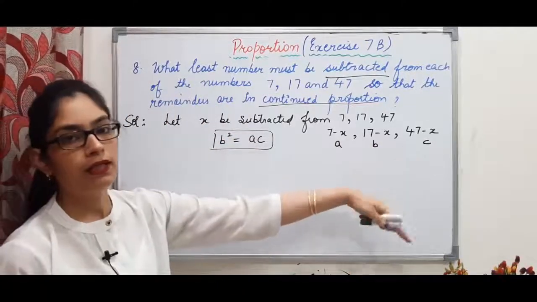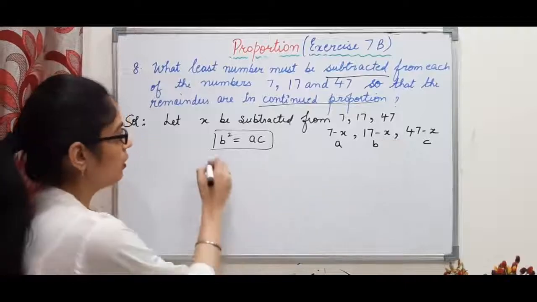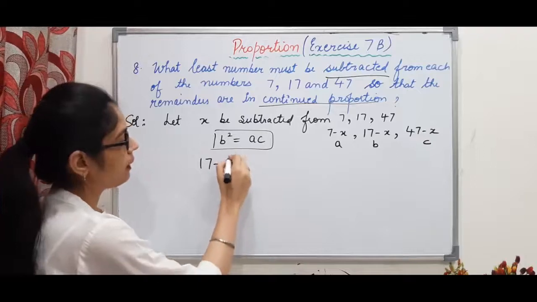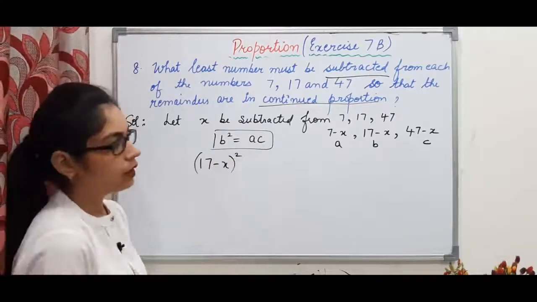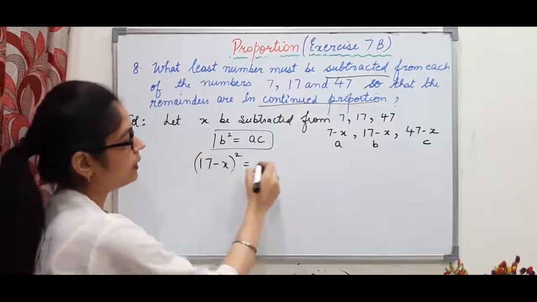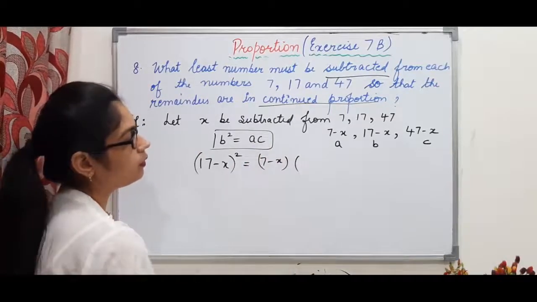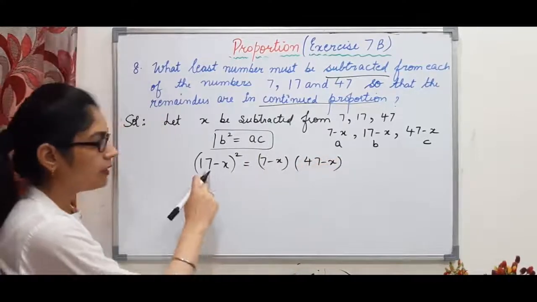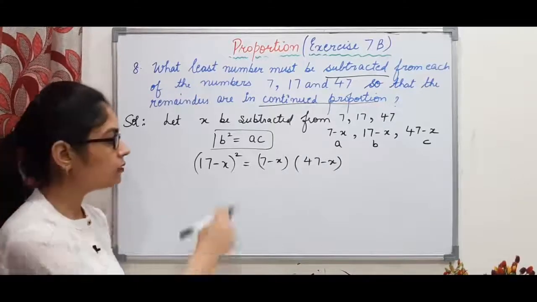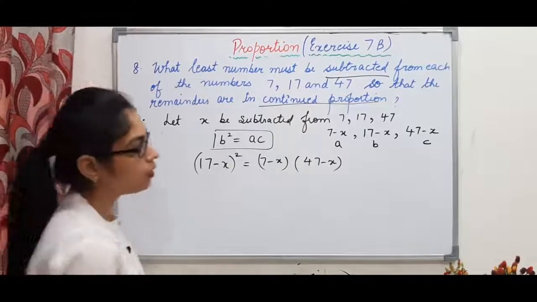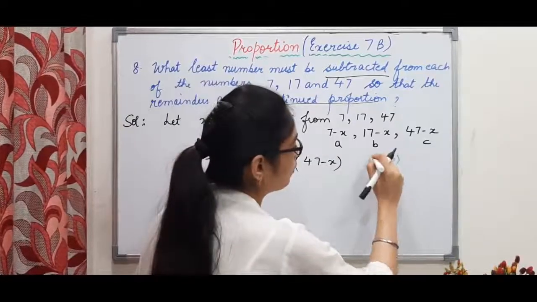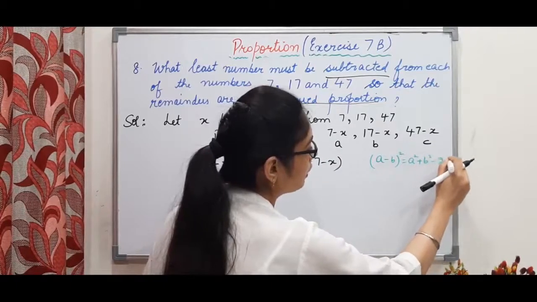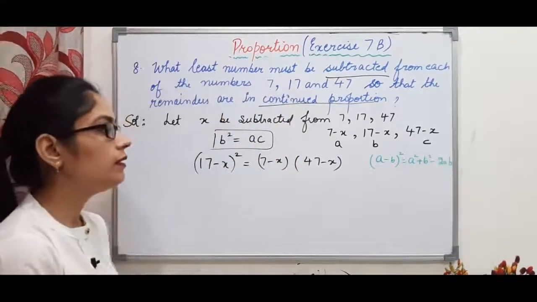B is 17, B is mean proportional, so I will just substitute the value in this formula and solve it. So 17 minus x whole square is equal to A, which is 7 minus x, into C, which is 47 minus x. So here 17 minus x whole square. So we will use the identity of A minus B whole square, which is A square plus B square minus 2 into A into B. So this identity we will use.